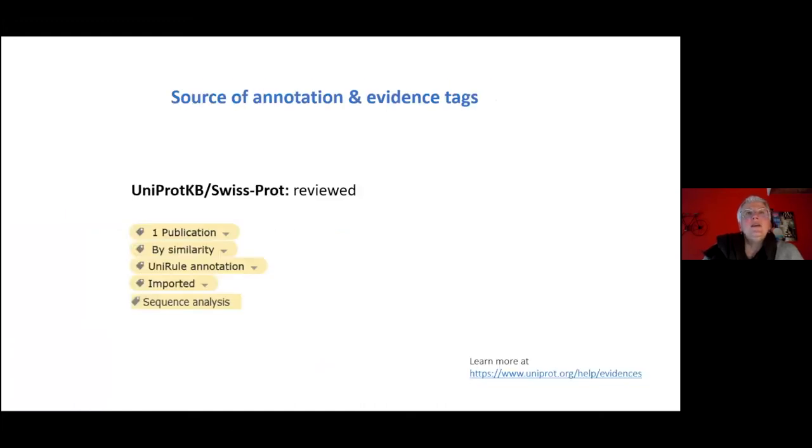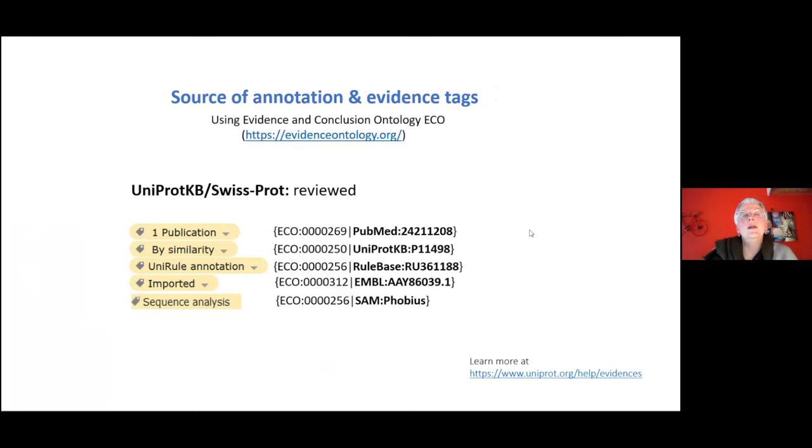So where does this functional annotation come from? In Swiss-Prot, the major information comes from publications. The information may come by similarity with another species, another ortholog, or it may come from prediction. It may be imported from other databases, or it may come from sequence analysis.